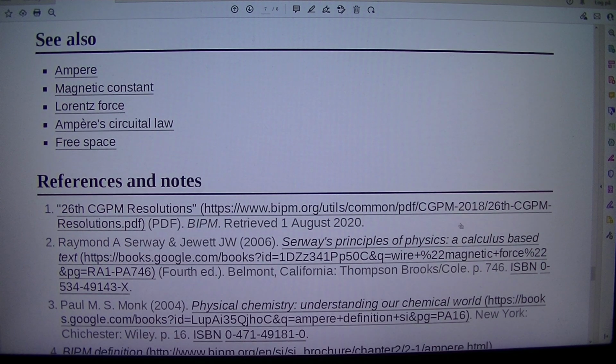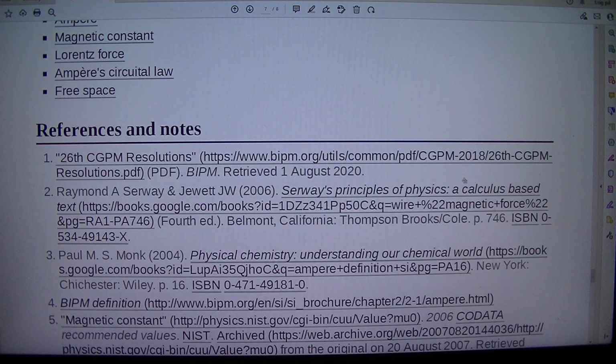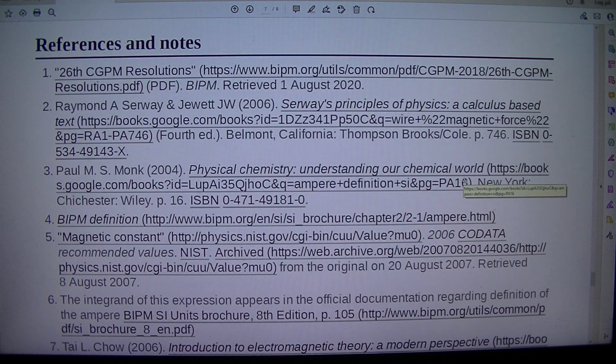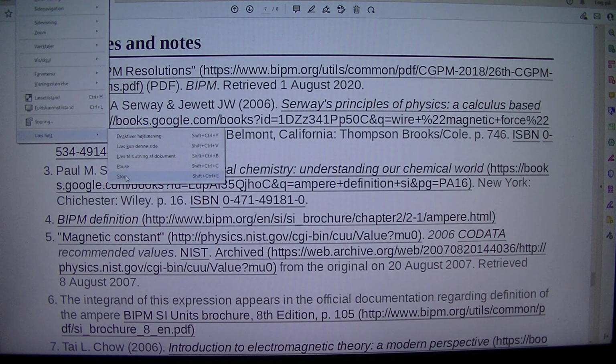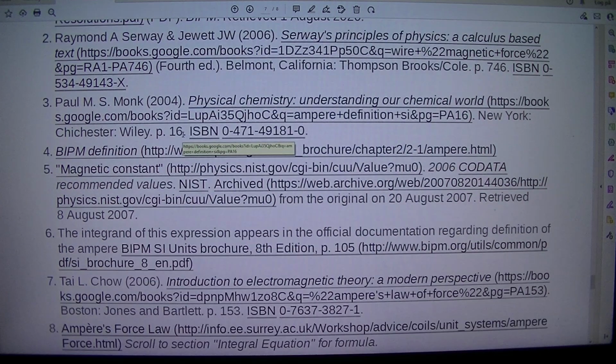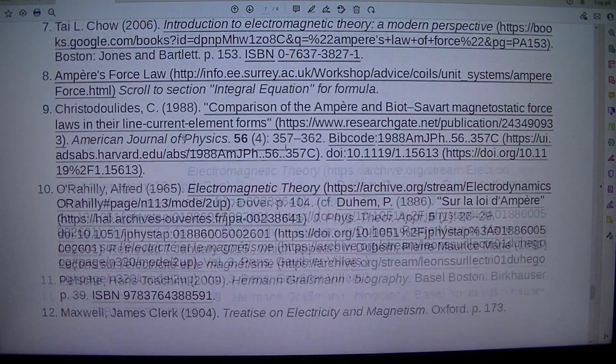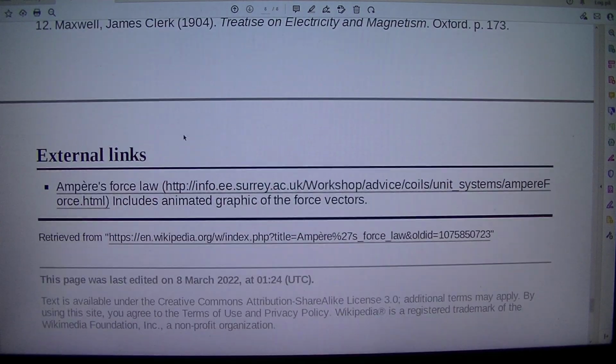See also: Ampere, magnetic constant, Lorentz force, Ampere's circuital law, free space. References and notes. 1/26 CGPM resolutions.